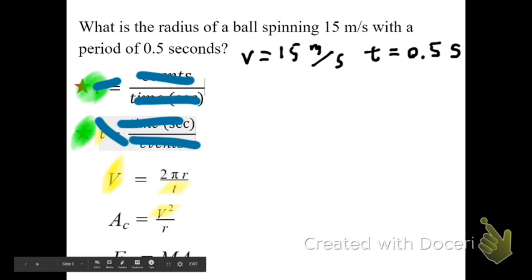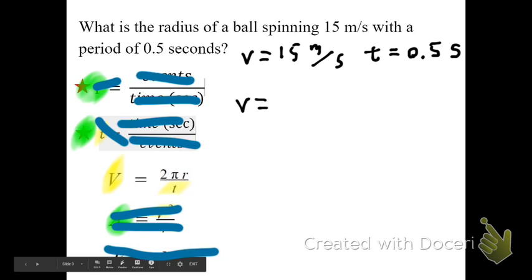The centripetal acceleration formula has V in it, and it has R. However, we don't know this centripetal acceleration, so that's not going to be helpful to us either. And then our final one down at the bottom, we've got F equals ma. That's not going to be helpful either. So we know we're going to use V equals 2 pi r over t, and we want to solve for r. So we need to move this equation around a little bit to get r by itself.